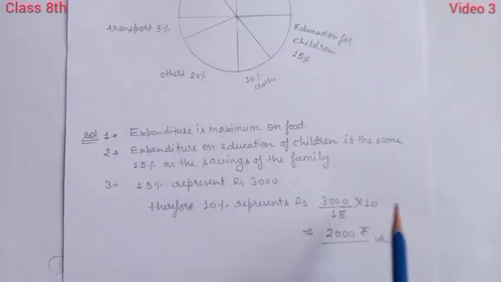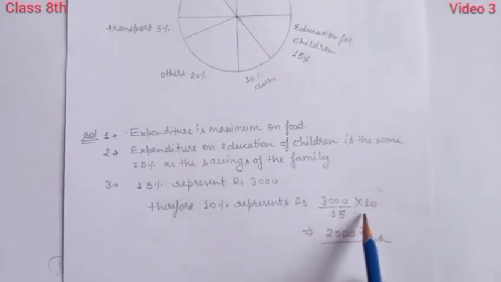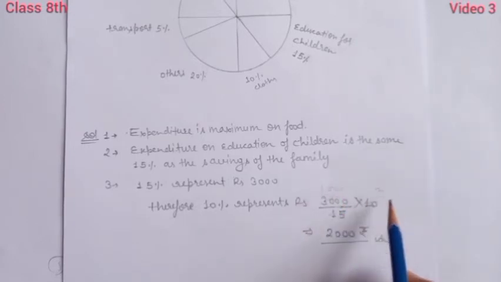Now here you can divide it. 5 twos are 10, 5 threes are 15. Then here it is 1000. So 1000 into 2 is 2000, the answer.